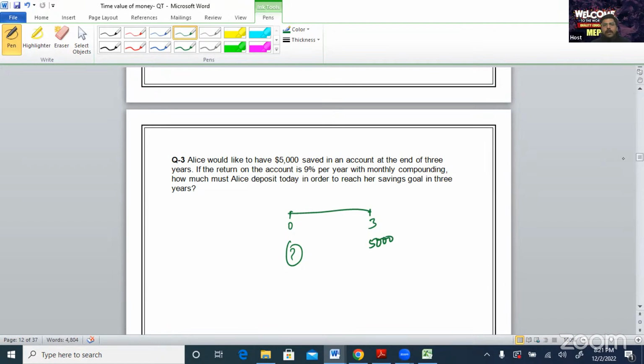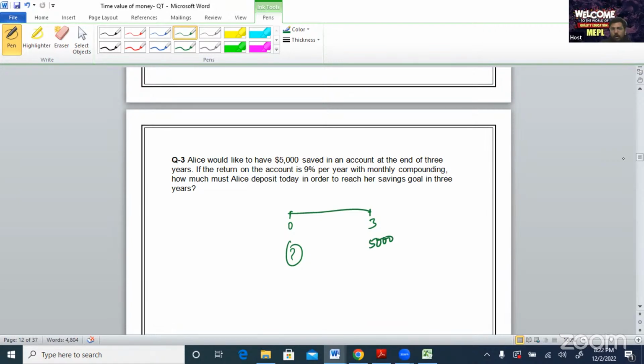What is my I/Y? So 9% and compounding is monthly, so 9 divided by 12. 9 divided by 12 is coming 0.75. So 0.75 is my I/Y. Then if we talk about the present value, present value is something which we have to calculate. PMT is 0 because this is not a case of annuity. If it would have been a case of annuity, then we would have put PMT.